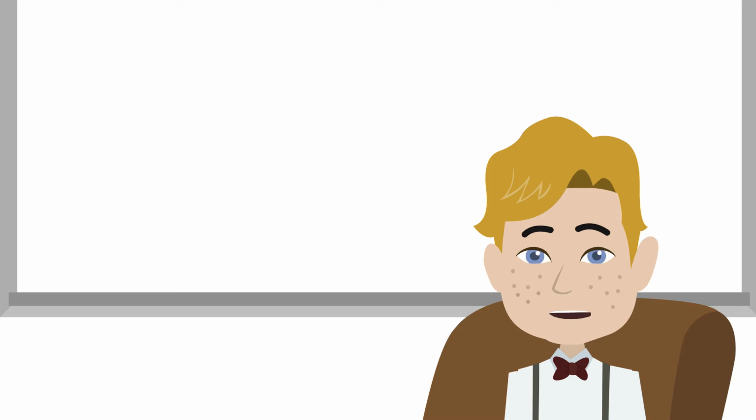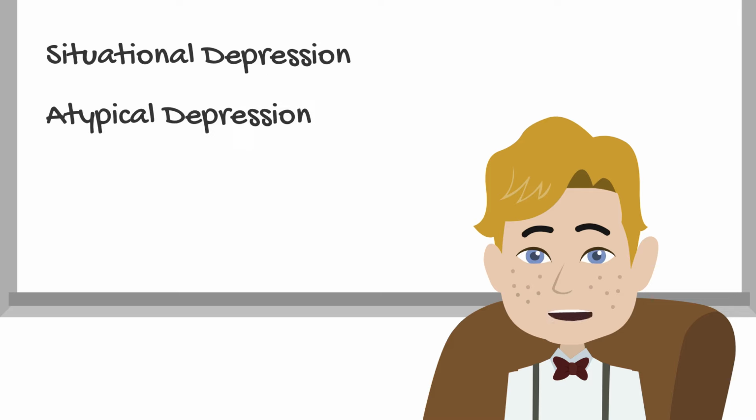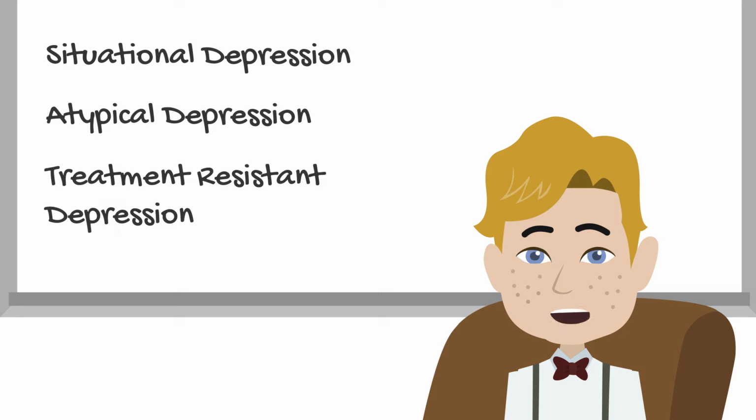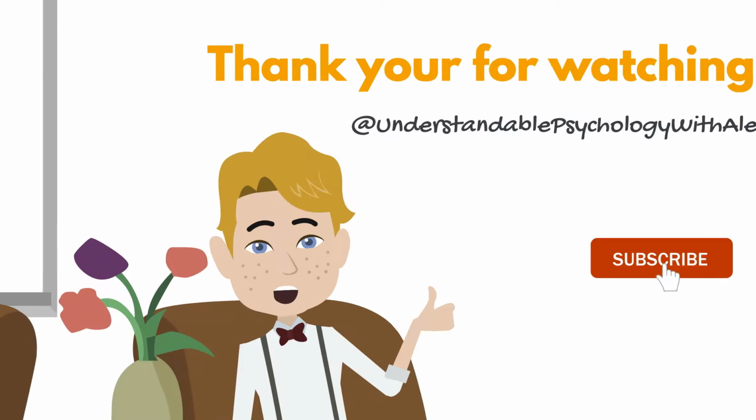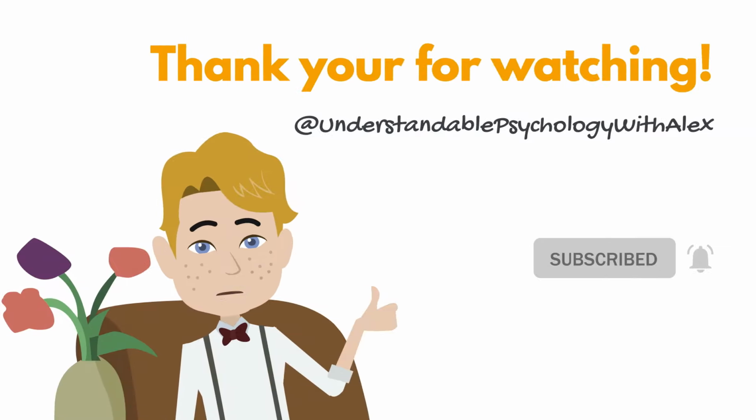Further types are situational depression, atypical depression, and treatment-resistant depression. Situational, atypical, and treatment-resistant depression are left out as their symptoms are too vague or too similar to other types of depression that we talked about before. These were all different forms of depression and its symptoms.